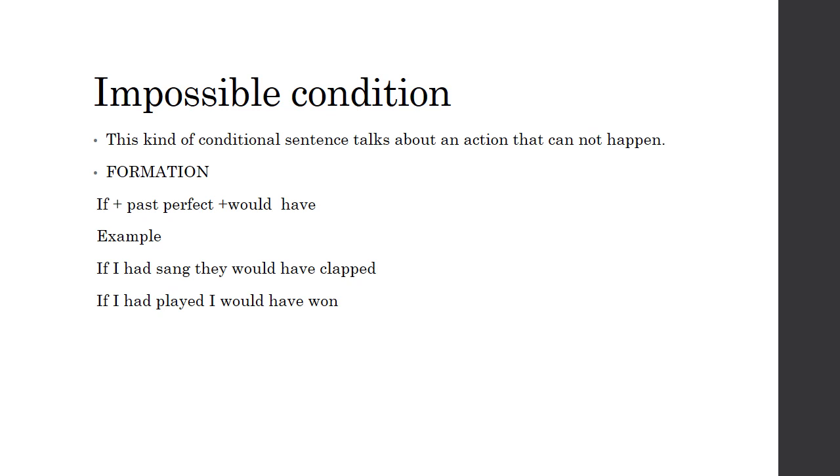Remember, we have looked at 3 types of conditional sentences. First one being the likely condition, which is also known as the probable condition. The action is likely to occur. Then we looked at number 2, the unlikely condition, which is also known as the improbable condition. Here, an action is not likely to occur, but there is a small possibility of it happening.